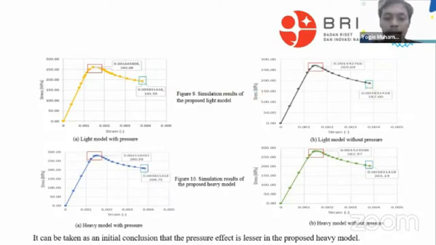An opposite tendency is recorded from the heavy model in figure 10, in which after the ultimate point was achieved, the stress behavior was found to decline as the strain approached 0.004. The stress of both the heavy model with and without pressure was higher than 200 megapascal. It can be taken as an initial conclusion that the pressure effect is lesser in the proposed heavy model.